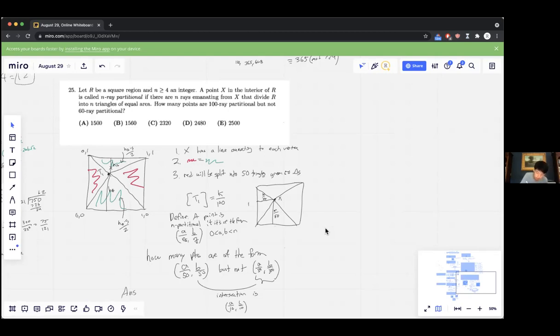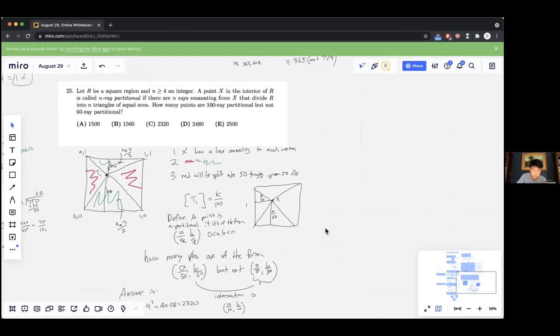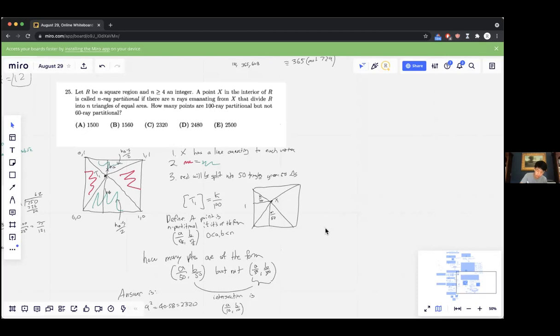So the answer is 49 squared. There are 49 ways to choose a and 49 ways to choose b, 1 through 49, minus 9 squared, because this is the number of ways for both a and b to be multiples of 5: 5, 10, 15, 20, 25, 30, 35, 40, 45. And this gives you a total of 2,320. And this is answer choice C. And that's the solution.